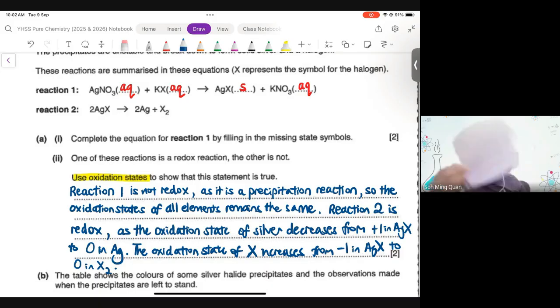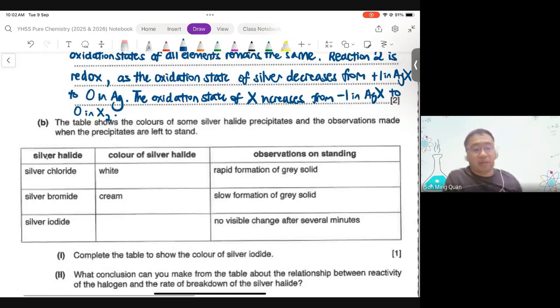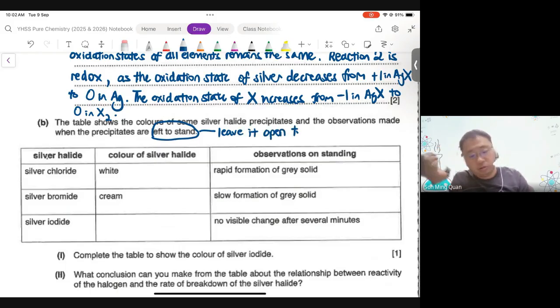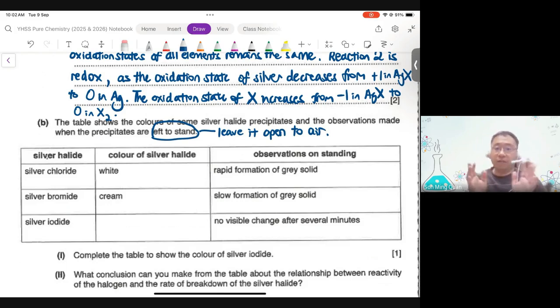Okay, so now part B. The table shows the colors of some silver halide precipitates and the observations made when the precipitates are left to stand. Now, left to stand means what? Not that the precipitate is standing up. Left to stand means you leave it open or exposed to the air. Left to stand just means leave it on the test tube rack exposed to the air. Okay, so that's the meaning of left to stand.